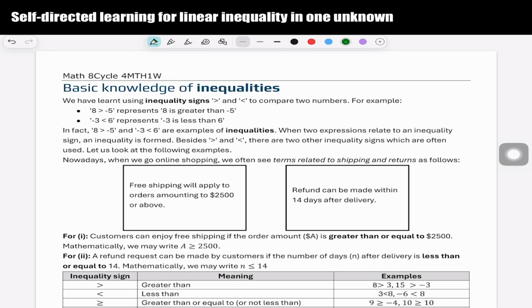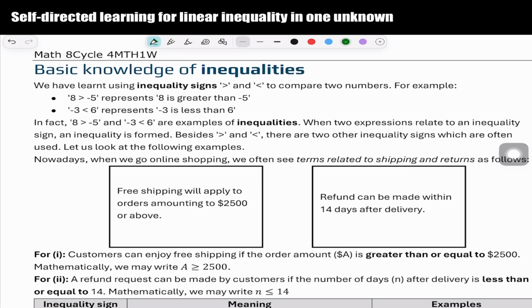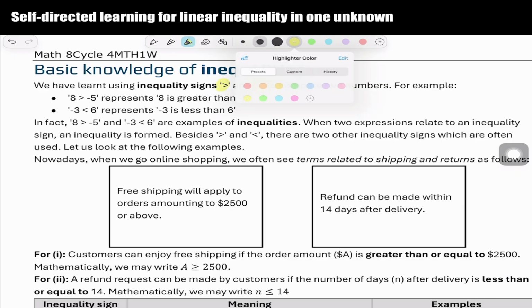The basic idea of inequalities is like this. When we talk about an inequality sign, it's similar to an equation, but we use the inequality sign to indicate that it's an inequality. If we use the equal sign, then that becomes an equation. This is how we read it: 8 is greater than 5, and -3 is less than 6. So we read from left to right. It is always the same; we don't change it. Is it clear?